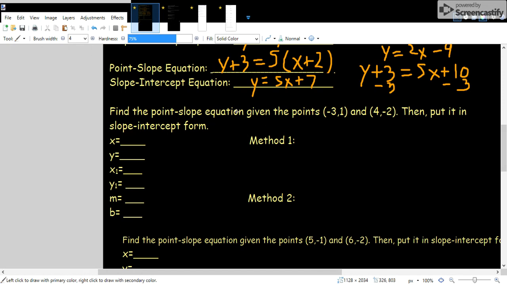Find the point-slope equation given the points -3, 1, and 4, -2. Then put it in slope-intercept form. Pause the video, see if you can find the slope. Okay, after we've labeled our points, go ahead and put them right here. So x equals -3, y equals 1, x1 equals 4, y1 is -2, our slope we still need to find, and our b, we still need to find that too.